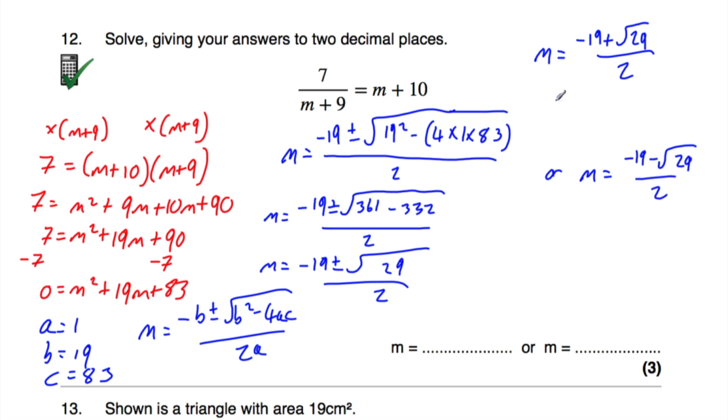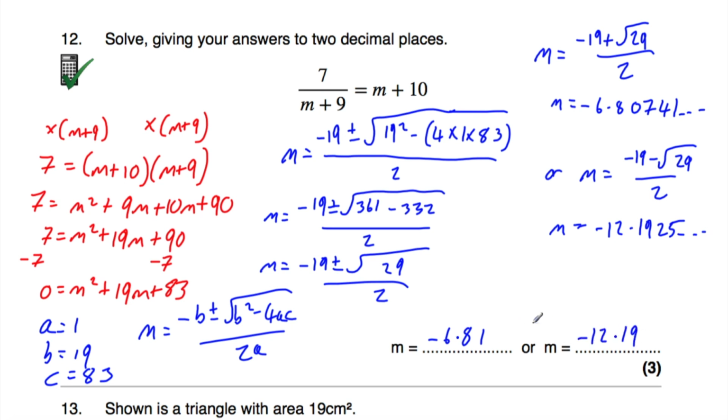Now in this case, if we work this out in our calculator, we get m is equal to, and we'll do minus 19 plus the square root of 29 divided by 2, and that's equal to, m is equal to minus 6.80741 and so on. Or in this case, if we change that plus sign here to a minus sign, we get that's equal to minus 12.1925 and so on. Now we've got our 2 possible solutions for m, and we've been asked to give our answers to 2 decimal places. So either m is going to be minus 6.81, or m is equal to minus 12.19. And there are 2 possible solutions.